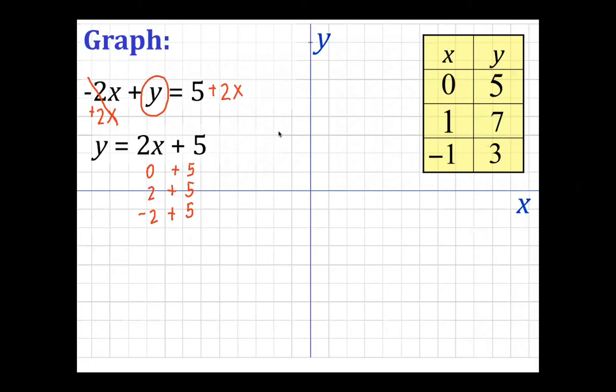And now that I have all my ordered pairs, I'll go ahead and plot them on my graph. So first 0, 5, 1, 7, and then -1, 3. Now that I have all those plotted, we can go ahead and do our last step, which is draw a line through the points. And that's how your graph will look.